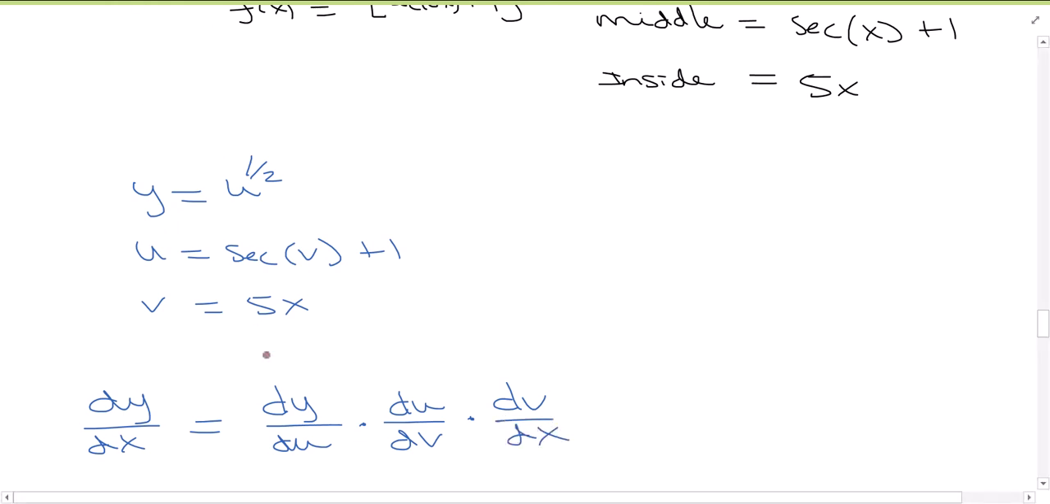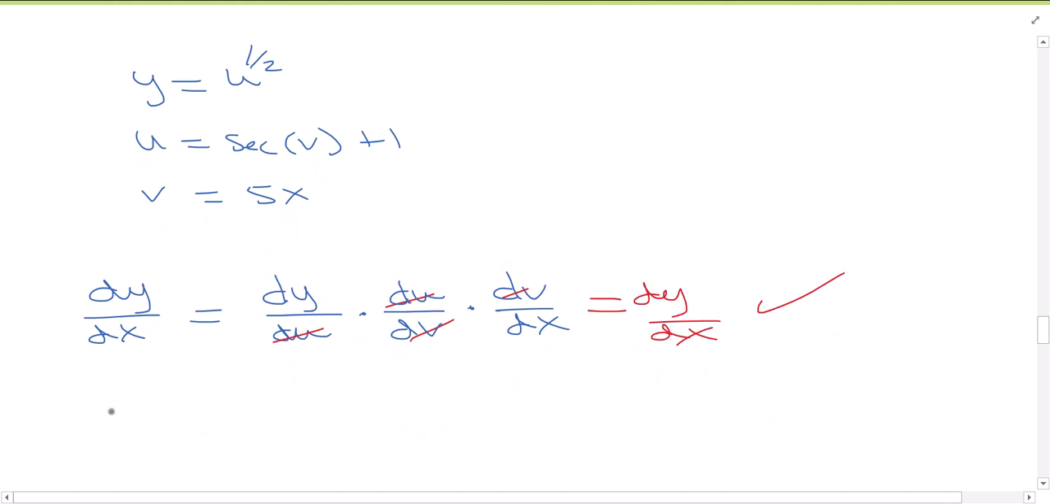Are these the same? Yes. Notice that by dimensional analysis, our du's will cancel, dv's will cancel, just as with dy dx equals dy over dx. So this does work. And so those are our functions.